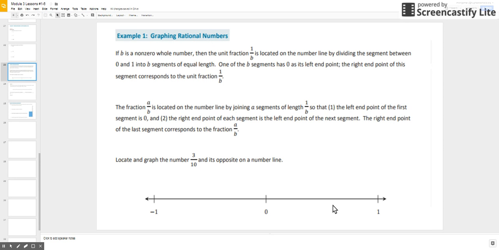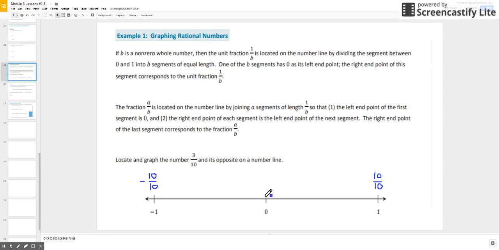If we look down here, we of course have 0 in the middle. We have a positive 1 way over here and a negative 1 way over here. What this is saying is when we're graphing this, we want to break this down by the bottom number, or the denominator. If I write positive 1 as a fraction with a denominator of 10, it would simply be 10 over 10. On the negative side, to make this negative 1, it would be negative 10 over 10.